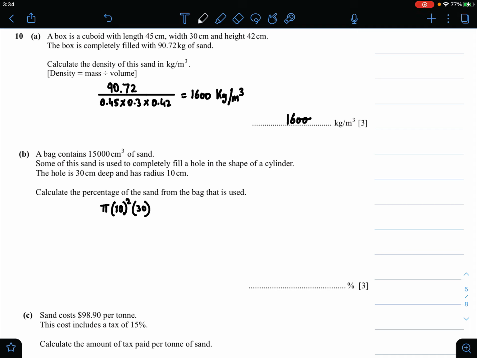Now, this would be the volume of the cylinder, or the amount of sand that they use to fill the cylinder. So we can divide it by the total amount of sand, that is 15,000, and to find the percentage we just simply multiply it by 100. So we can cancel two zeros of 15,000 and 100, and therefore 10 square, which is 100, multiplied by 30 multiplied by pi is equal to 3000 pi, divided by 150. So you can cancel another zero.